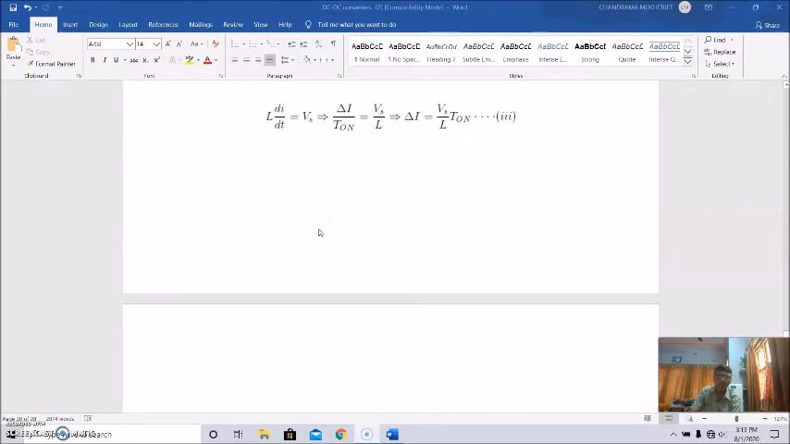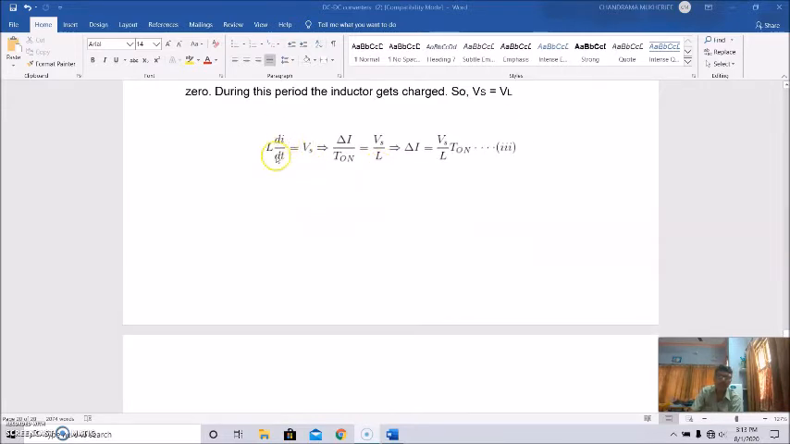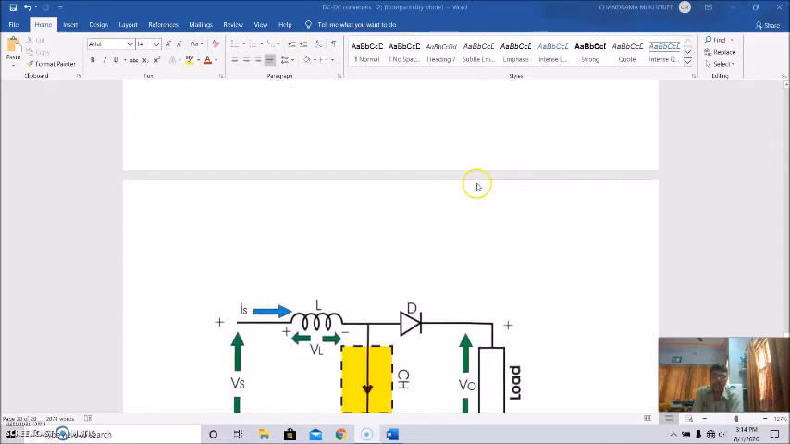So what is VL? VL is nothing but L di/dt, where di means the rate of change of the current, from minimum to maximum, the peak to peak value, and dt is the turn on time. So we can write Vs by L equal to delta I by turn on. So this peak to peak current value will be Vs by L into turn on. This is the equation of the peak to peak current during turn on in the step up chopper.